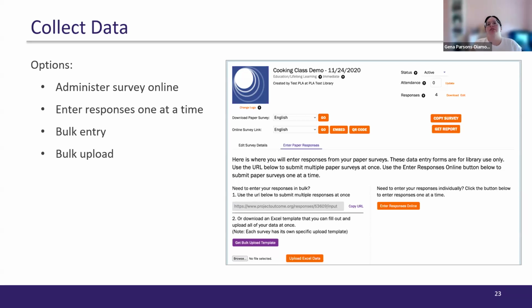We also offer 2 bulk upload options. The first is a link that looks like a spreadsheet where you can enter multiple rows of responses. This URL can be shared with people who are not Project Outcome users, such as volunteers or student workers, and they will be able to enter the data without having access to the rest of the library's Project Outcome account. And finally, we offer a bulk upload Excel template where you just download the template, enter in your data, and then re-upload it. That template is unique to every survey you create.